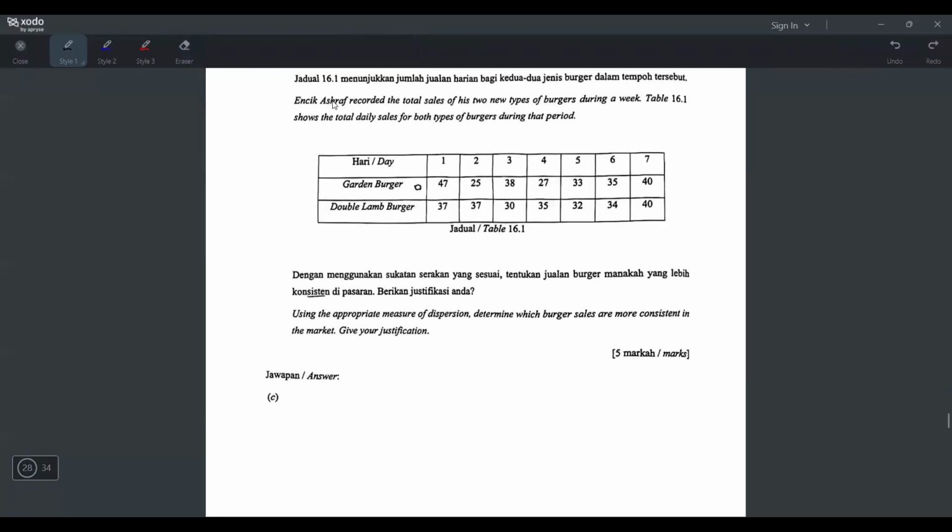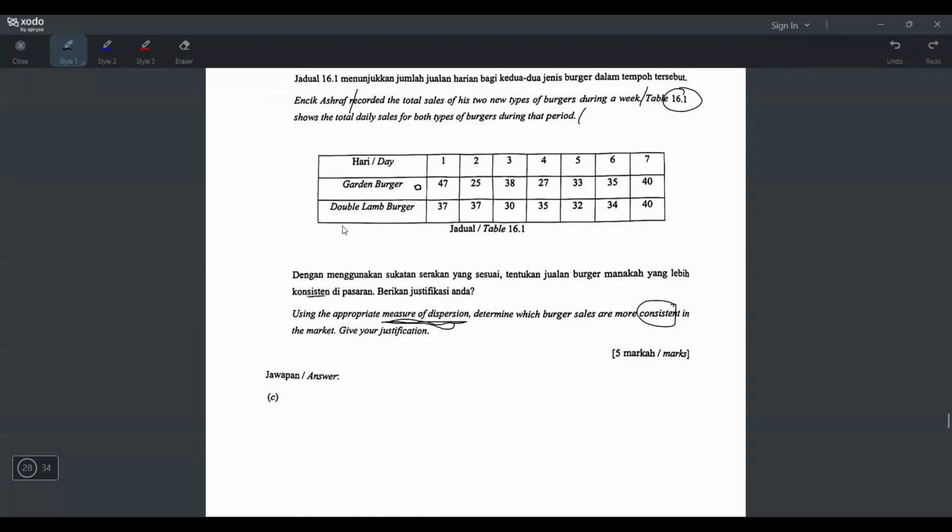Let's read the question. Encik Ashraf recorded the total sales of his two new types of burger during a week. Table 16.1 shows the total daily sales for both types of burger during the period. So this is the data for the sales of burger. Day one is 47, 25, and so on. Using the appropriate measures of dispersion, determine which burger sales are more consistent in the market.